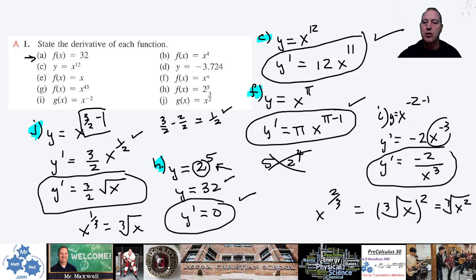All right, so that's the power rule. There's some examples. Hope that helps. You're going to use that every day in calculus. Boom.